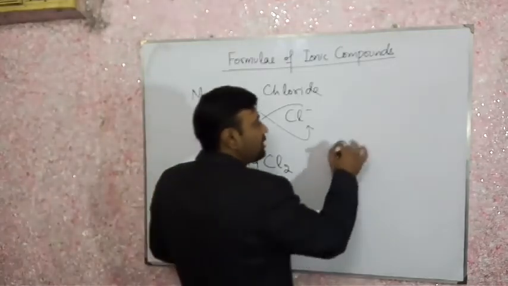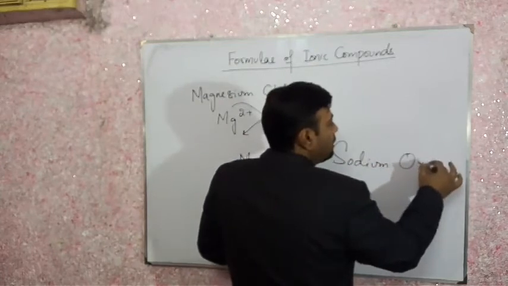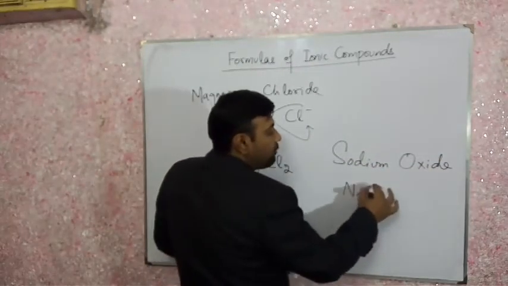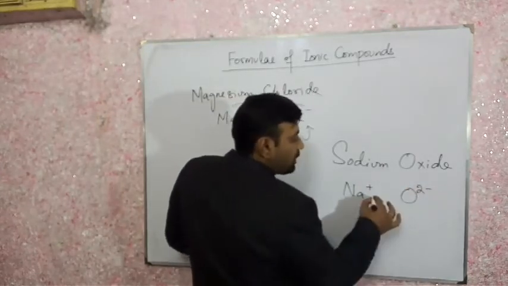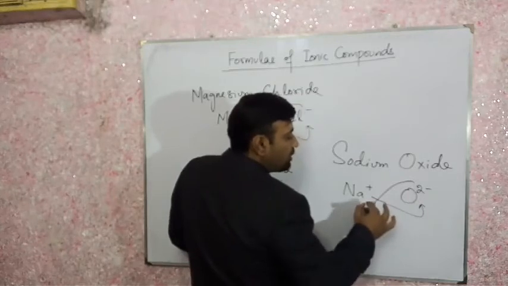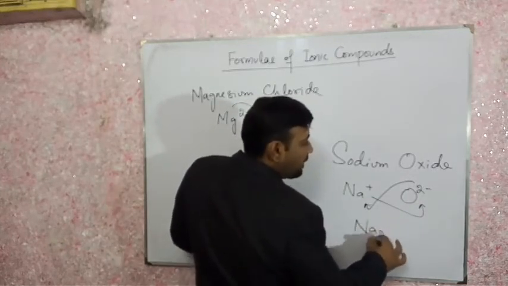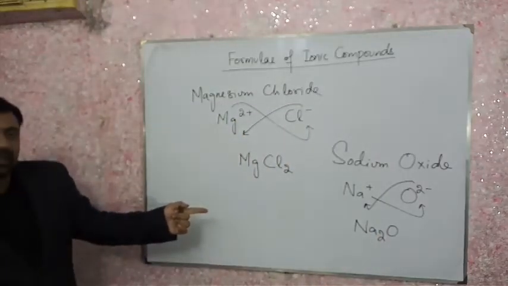Similarly, we can take another example, sodium oxide. Formula of sodium ion is Na+, oxide ion is O2−. Now crisscross the charges, we'll get Na2O. This is the correct formula of sodium oxide.